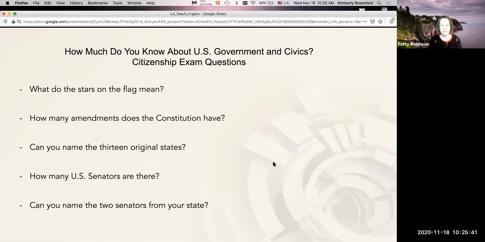There are five questions, and you have three responses that Kimberly has put together in a poll. She's going to explain exactly how you can respond, but let's see if you know the right answers. I'm going to launch the first question. What do the stars on the flag mean? Are they the number of nations in the United Nations, do they represent each state in the U.S., or do they represent the number of people who wrote the U.S. Constitution?